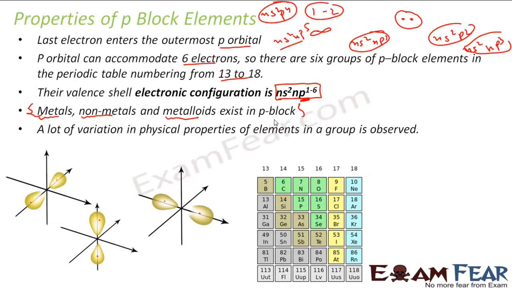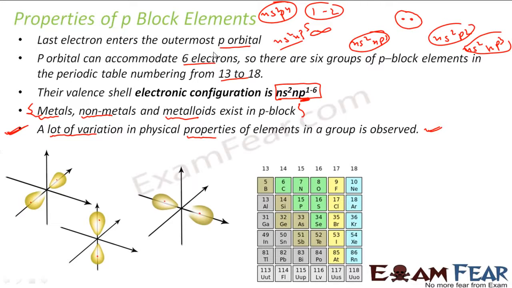And there is a lot of variation. When I'm saying some are metal, some are non-metal, some are metalloid, it clearly means there is a lot of variation in the physical and chemical properties in this group, right? Some oxides have acidic behavior, some have basic behavior, some are neutral, because some are metal and some are non-metal. So the metallic property varies, and thus the physical and chemical properties vary a lot in this group. It will be an interesting thing to learn here. So hope I have cleared all these things.